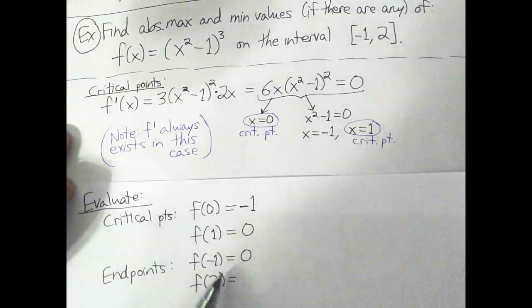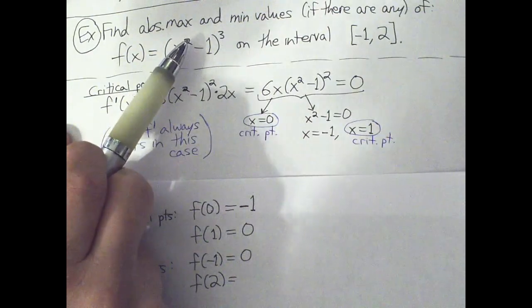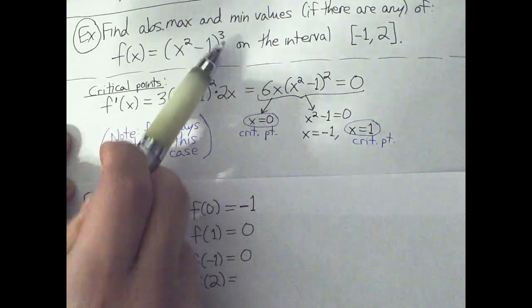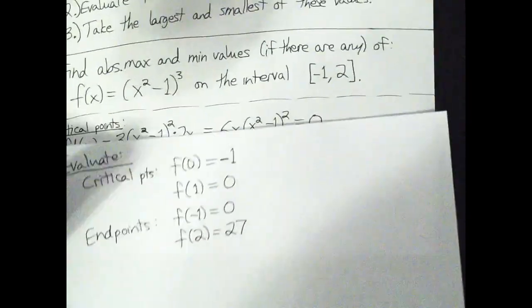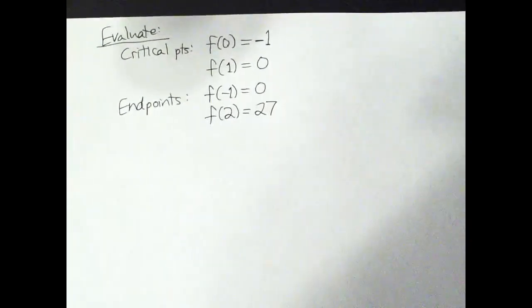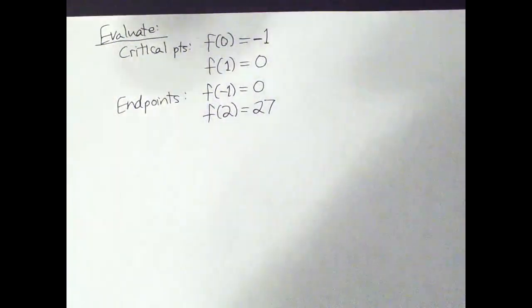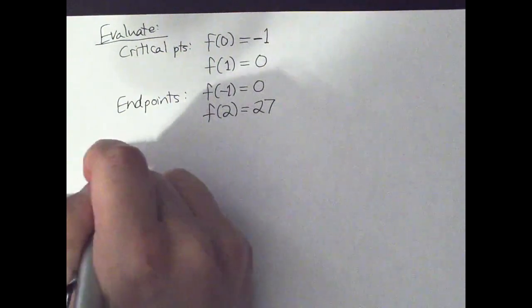And what's f of 2? F of 2. 2 squared is 4. -1 means it's 3. 3 raised to the third power. What's 3 to the third? 27. Okay, that's it for step 2. Now, step 3. Step 3 is where we find the result.